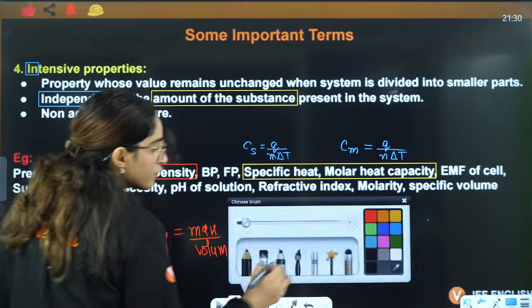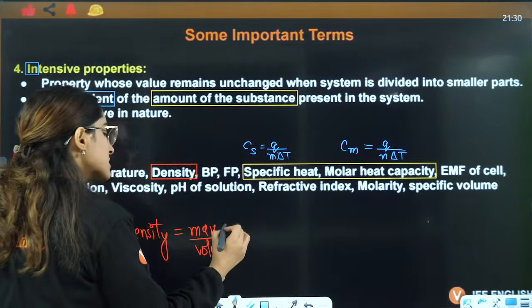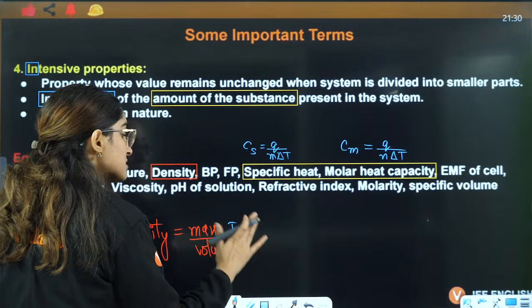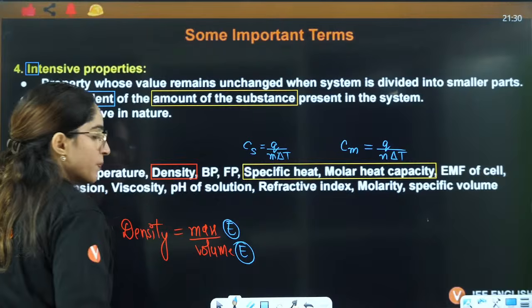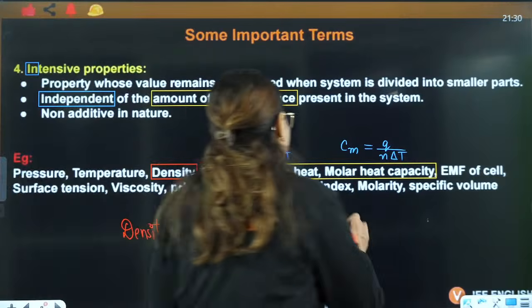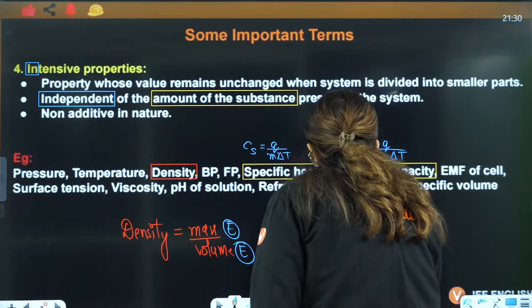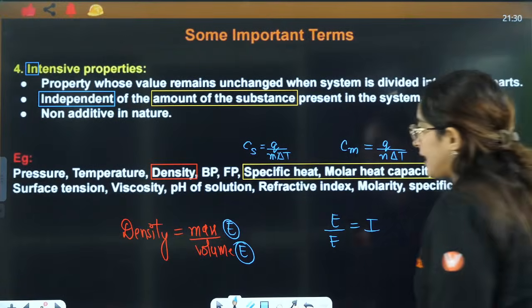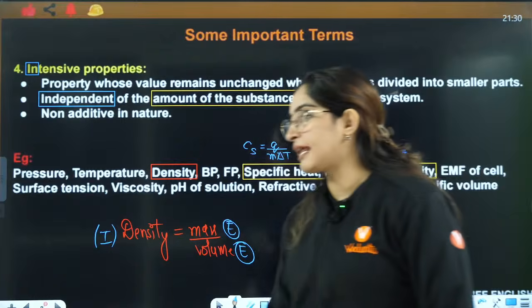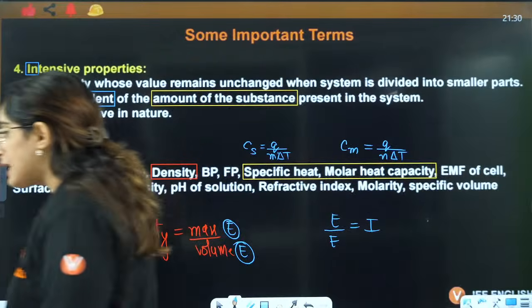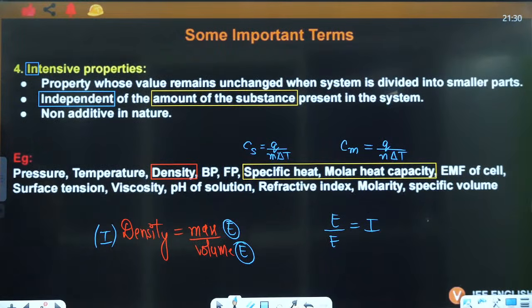And if you have noticed, mass is an extensive property. Volume is an extensive property. So when you divide two extensive properties, the result will be an intensive property. That is the reason density is intensive in nature. Okay, density is intensive in nature, right?